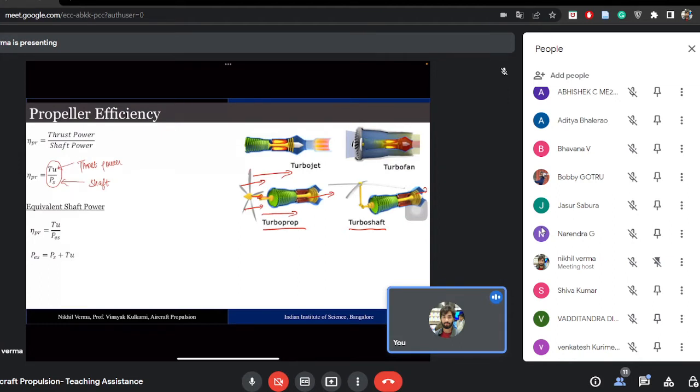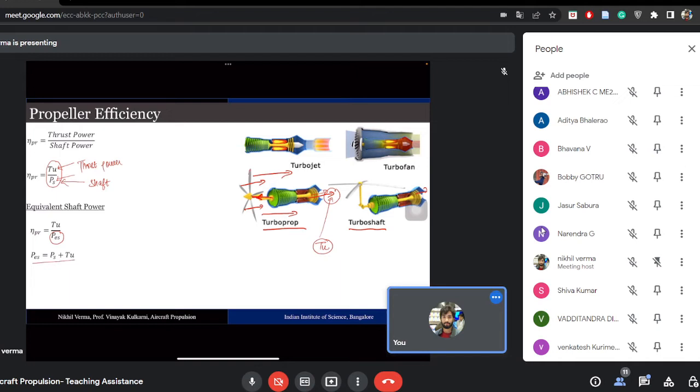We have something else which is known as equivalent shaft power. In the previous case we have not taken into consideration the contribution of the exhaust gases that are being expelled out, whereas equivalent shaft power is the shaft power going into the propeller, plus some other thrust that is being utilized from the exhaust. So this is the equivalent shaft power.